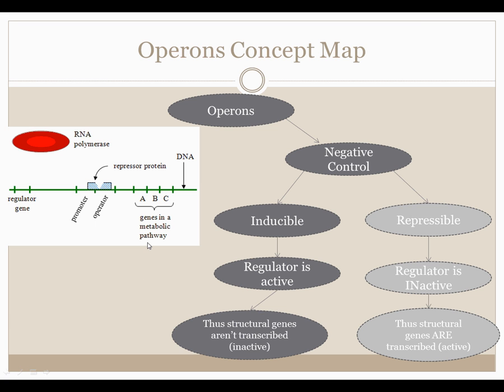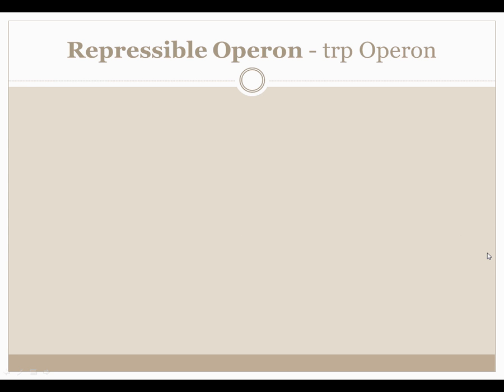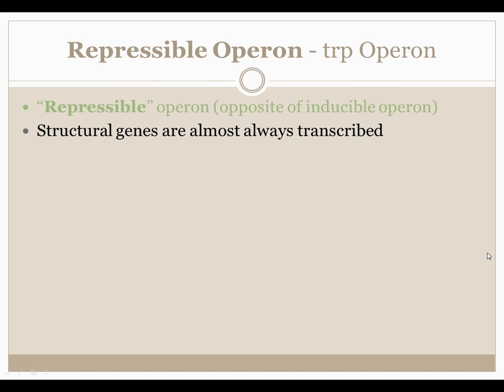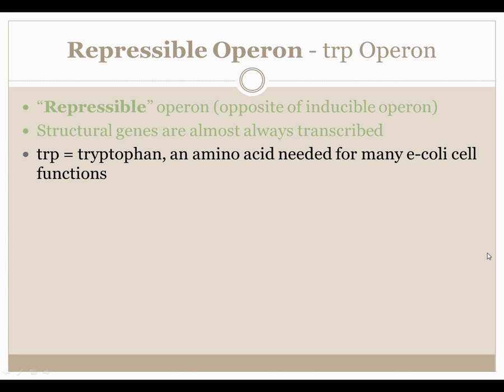Okay. So now obviously we want to talk about this part over here, the repressible ones. And that gets into what they call the trp operon. I think that's what they say. They might say terp. But the trp stands for tryptophan. And that is a repressible operon. Tryptophan is an amino acid, one of the 20 amino acids that's needed. It's one of those basic amino acids that's needed for a lot of different cell functions. And so it's normally going to make it.